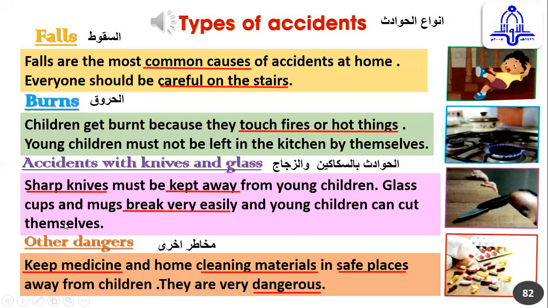As you see here in this picture, we have a knife. It is very dangerous and the boy tries to use the sharp knife. So this is danger. And we should keep the knife away from the children, and also we should keep away the glass, the cups, and the mugs because they break very easily, and young children can cut themselves.